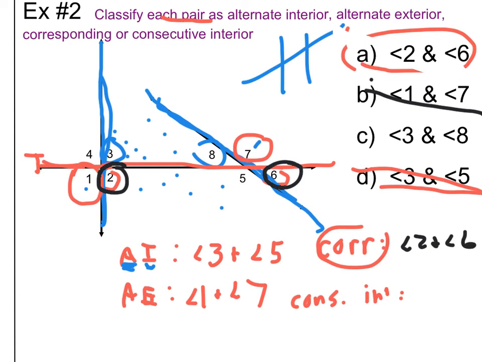Consecutive interior, well, that's got to be 3 and 8. Let's just double check that they're interior, 3 and 8. Yep, polka dotted area. And they're consecutive, means on the same side of the red line, and that is true.